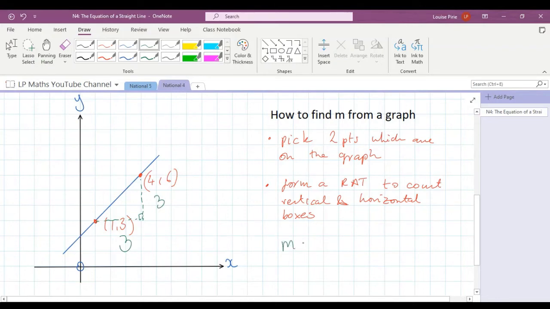So now we can use our formula. M is equal to vertical over horizontal. That is equal to 3 over 3, which is 1. So that's quite nice.